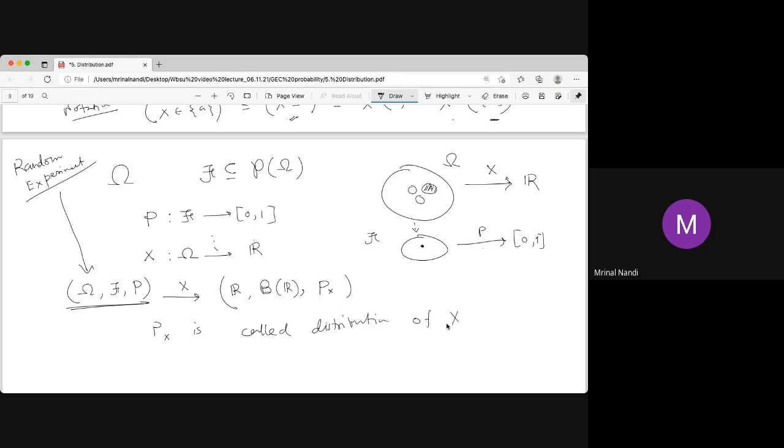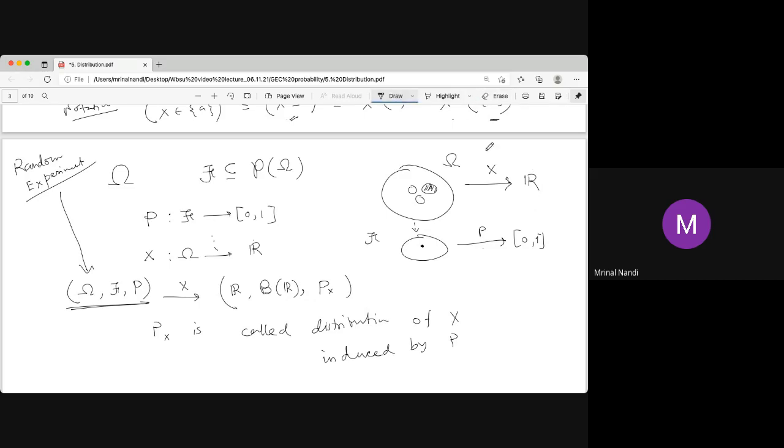of X induced by P. So if you change your P, the same random variable will give a different probability on the real numbers, because you changed the probabilities of the events in the sample space. And obviously, if you change your random variable, then it also changes. So the distribution takes care of two things: the underlying probability on the sample space and event space, and this random variable. So that means you now have a function from here to here.